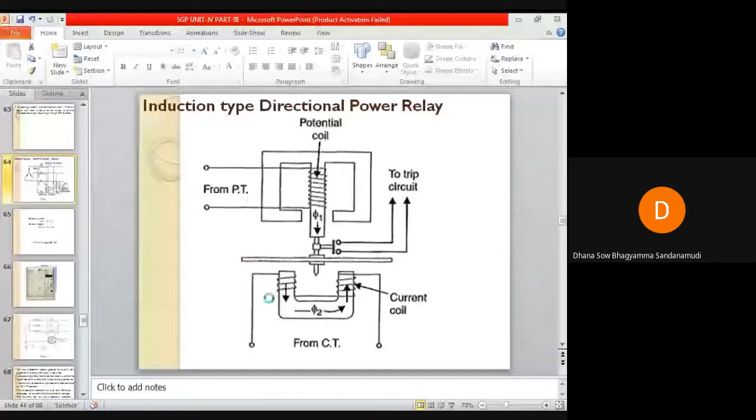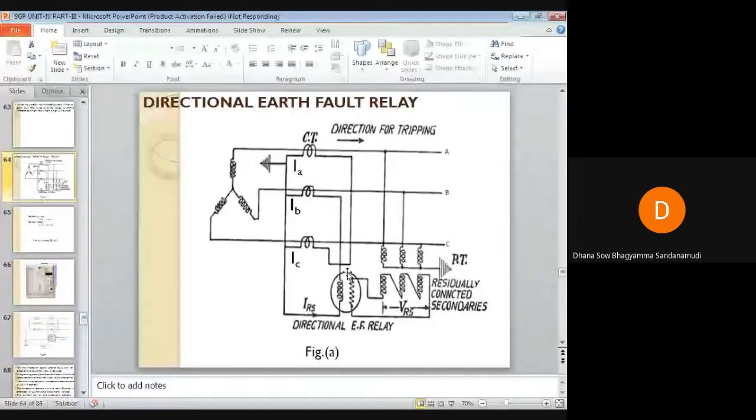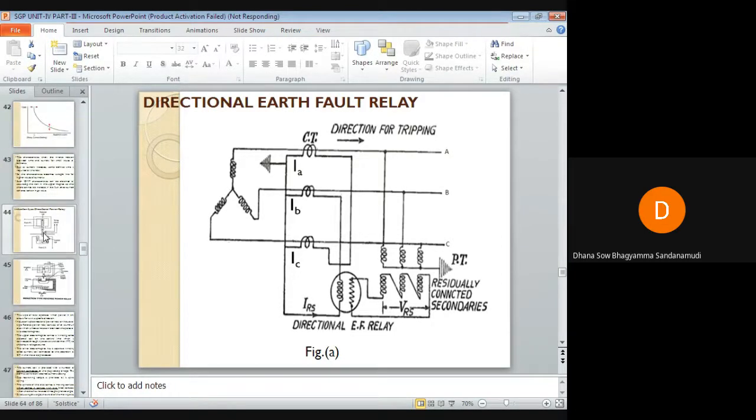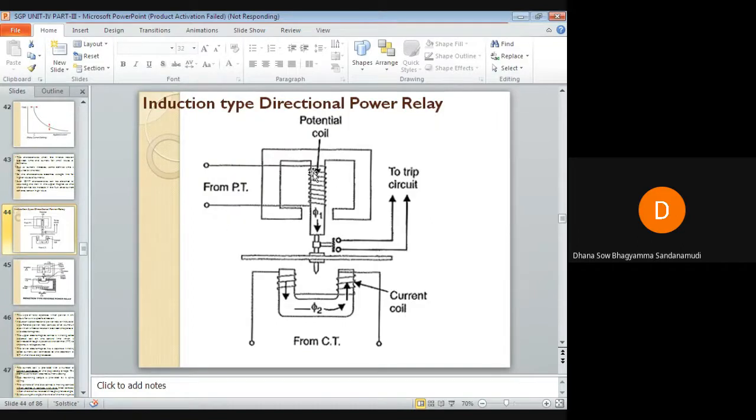This relay consists of two elements. One is the directional element and the other is the inverse definite minimum time element, the IDMT element. The directional element has two coils, which you already know. Those two coils are what? One is the potential coil and the other one is the current coil.